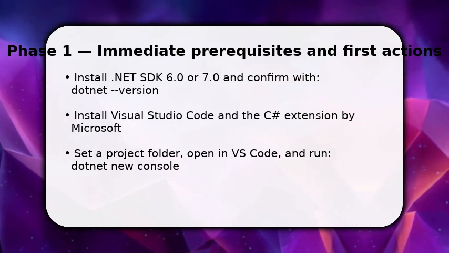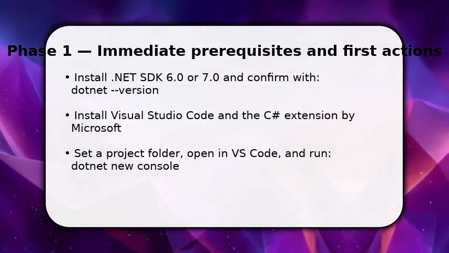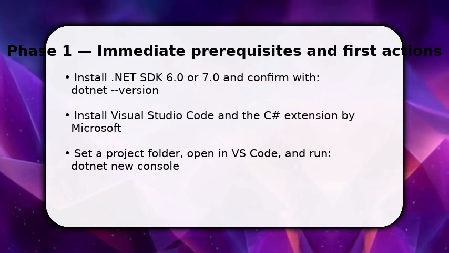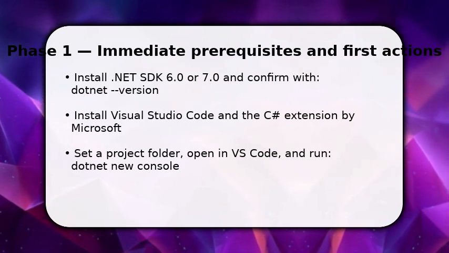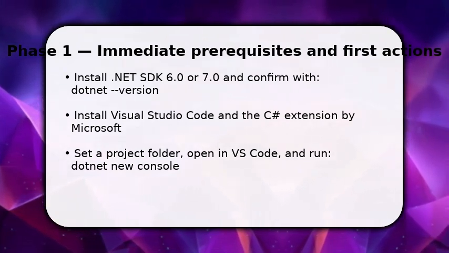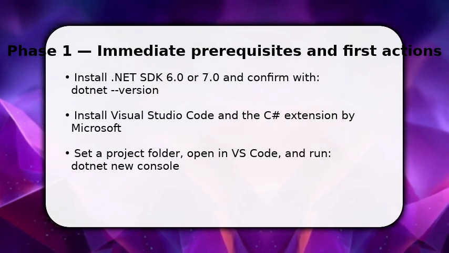Then use dotnet new console to scaffold a minimal app. This creates Program.cs and a project file. Make sure to restore packages with dotnet restore. Now you have a working workspace and the initial build artifacts.